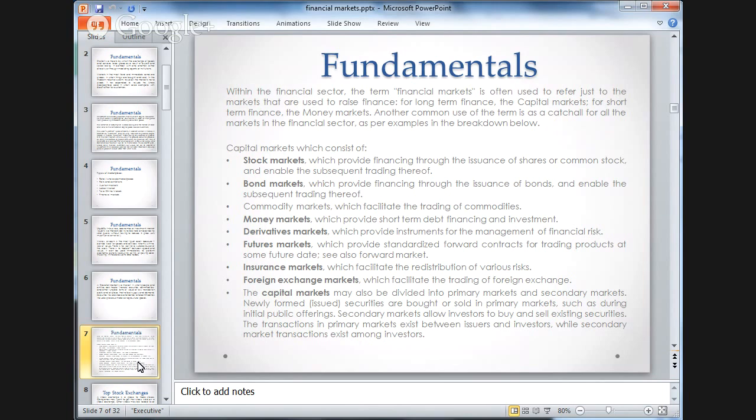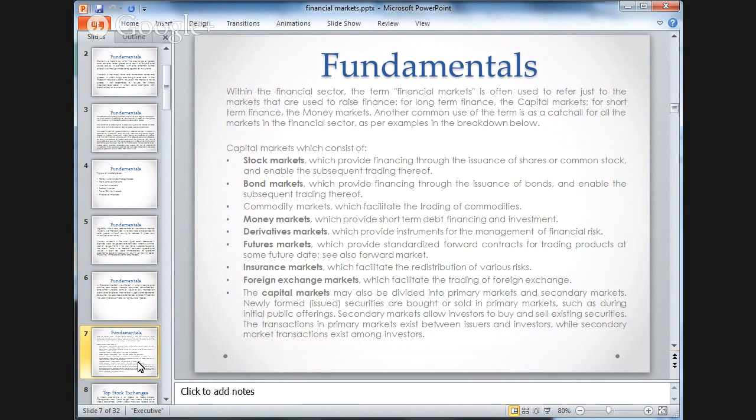The derivatives market is basically a part of the stock as well as the commodity market. Derivatives are instruments where you hedge or try to minimize your risk. There are certain contracts which we will look at later in the lecture. The futures market is where you have forward contracts or future contracts, where you trade for future goods.